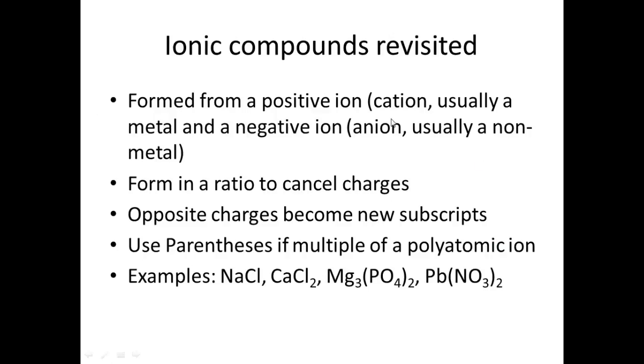Ionic compounds are formed between a positive ion, which is normally a metal, and a negative ion, which is a non-metal. And that's because non-metals want to take electrons. Metals want to give them up. Yes, Joseph?